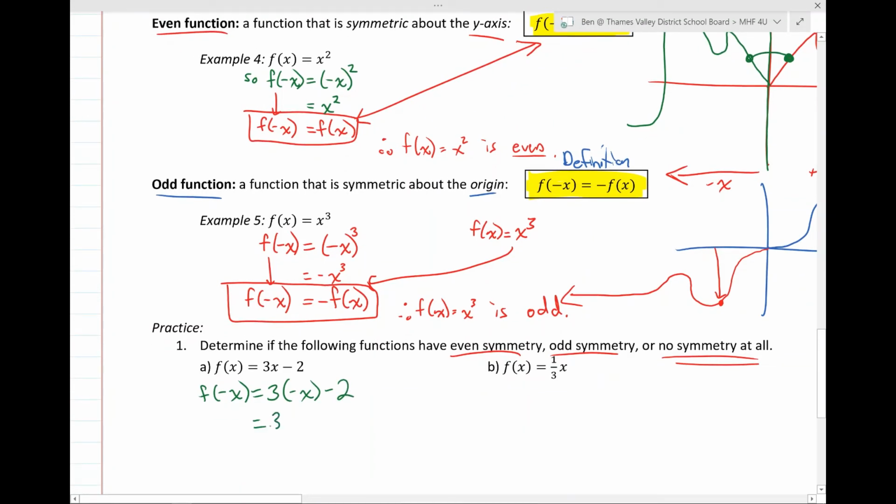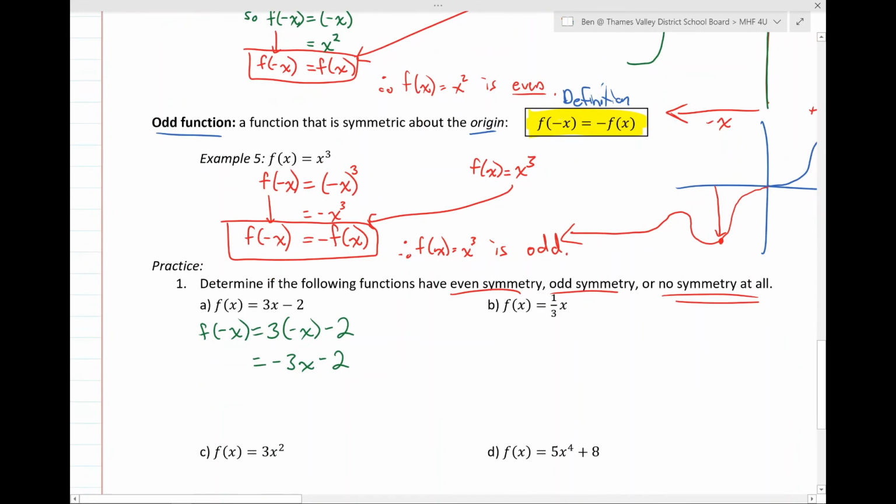That equals negative 3x minus 2. Now our question is, does this equal f of x? A quick comparison tells us absolutely not. Our first term is negative in this case, and it was positive for f of x. Therefore, this does not equal f of x, and our conclusion is that it's not even.